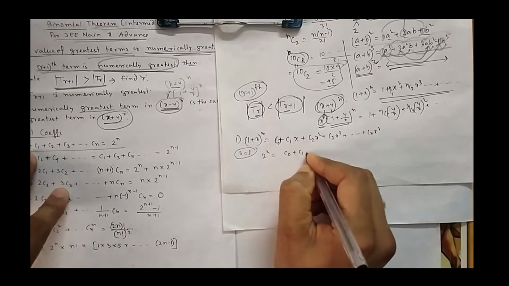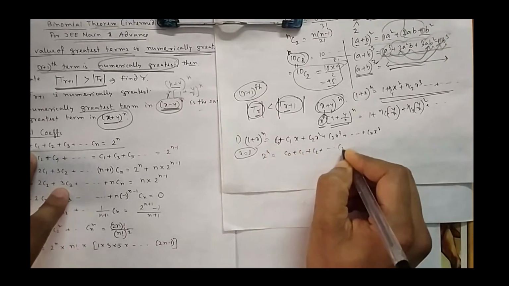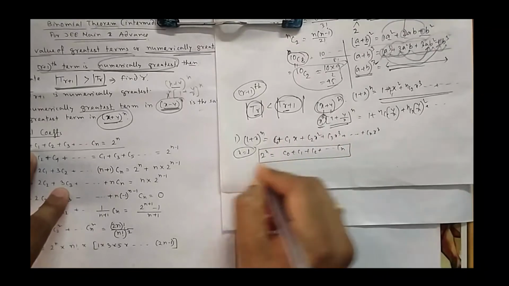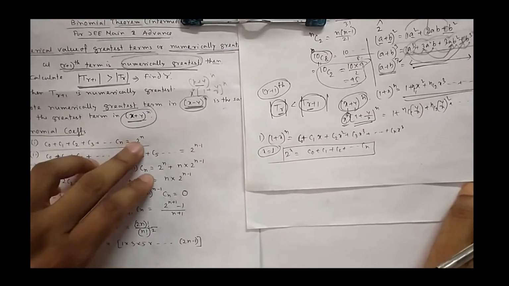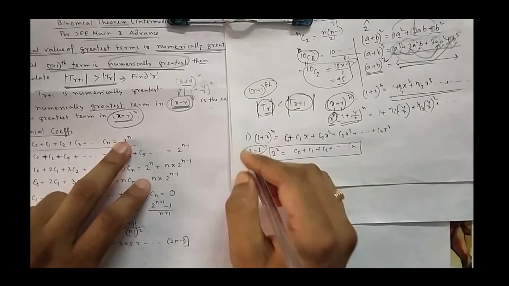So it becomes C0 plus C1 plus C2 plus dot dot dot Cn. So it becomes a good property of binomial coefficients. So nC0, nC1, if you add all these things, it is 2 to the power n. So this is the first proof.